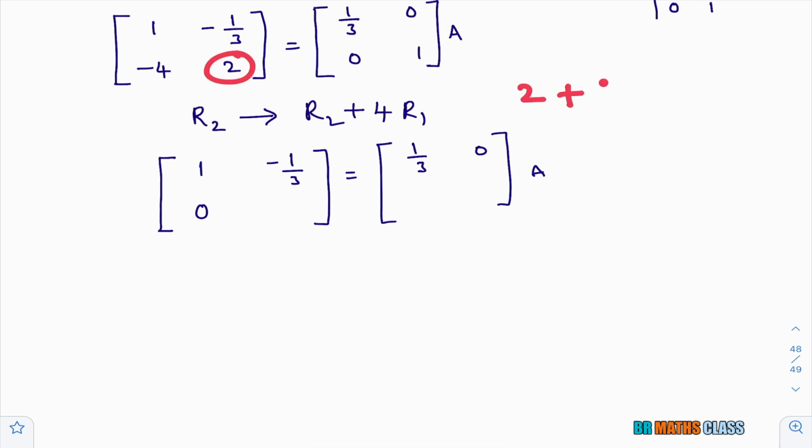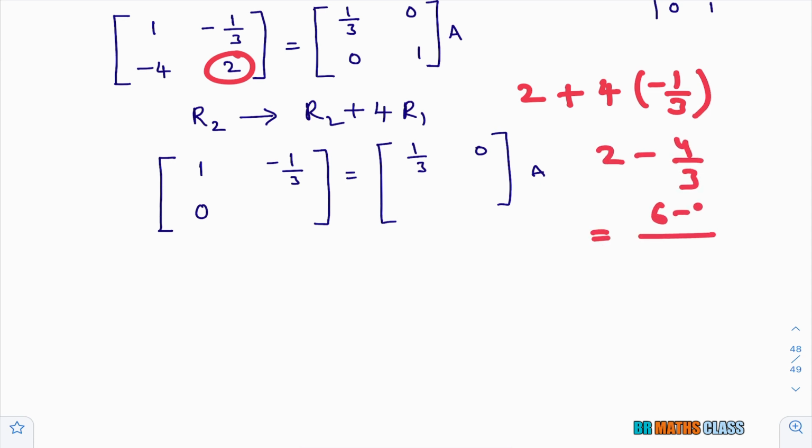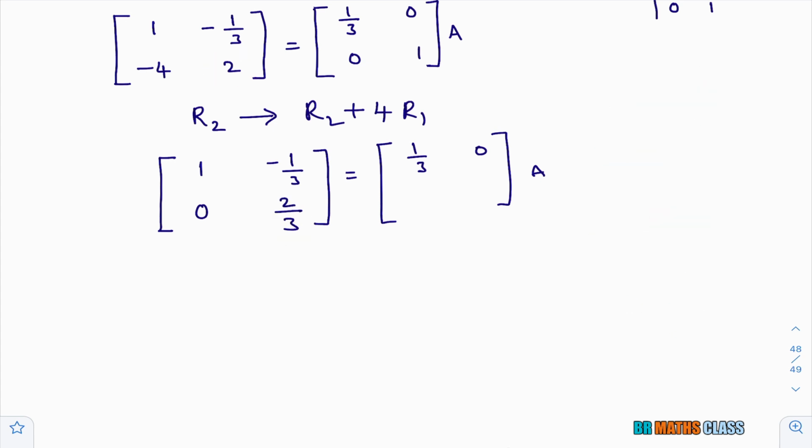Now come to this element. R2, 2 plus 4 times R1, that is minus 1 by 3. That is 2 minus 4 by 3. If you simplify this, 6 minus 4 by 3. 6 minus 4 is what? 2 by 3. So if you use this operation, you will get 2 by 3 at this place. Okay, this is 2 by 3.